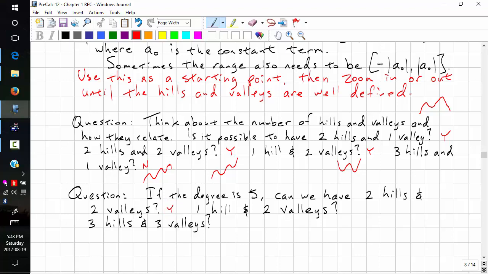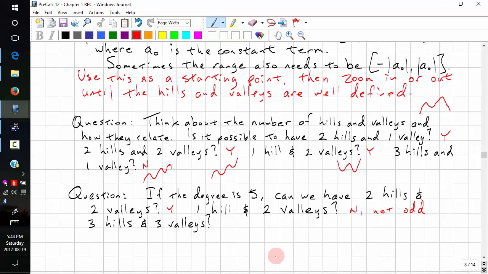If the degree is 5, can we have 2 hills and 2 valleys? Yes. So we have 2 hills, 2 valleys. And this is a degree 5 function. Okay, it starts in quadrant 3, ends in quadrant 1. 1 hill and 2 valleys. Okay, here we had 1 hill and 2 valleys. Well, this is concave up, so it can't be a degree 5 function. So no, not odd. This is even. If we're talking about concavity, it's an even degree polynomial.